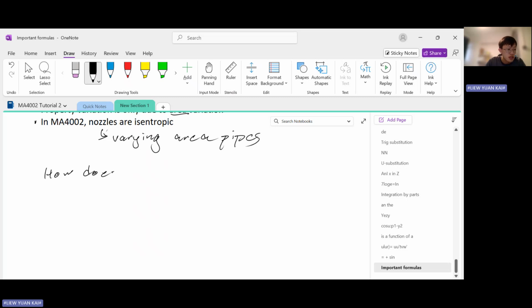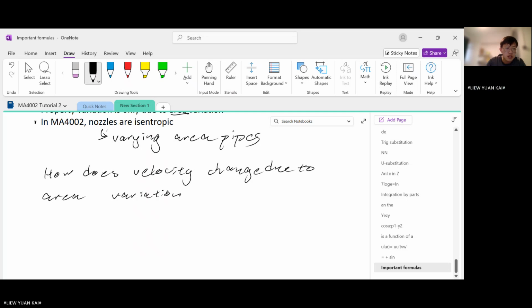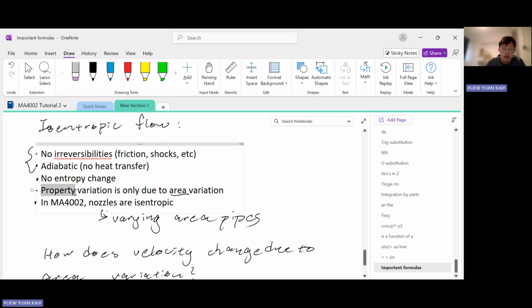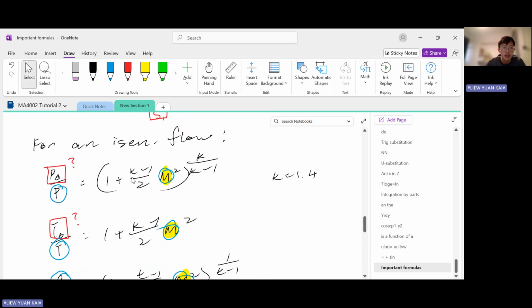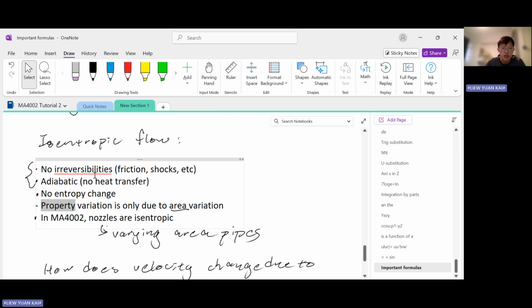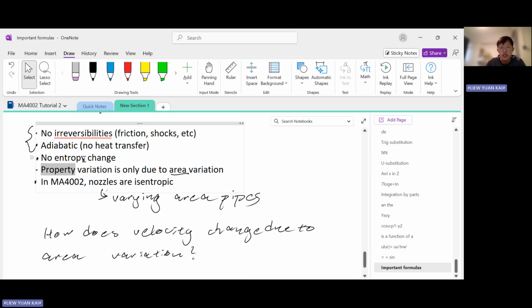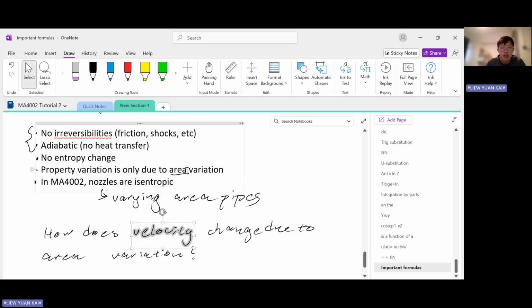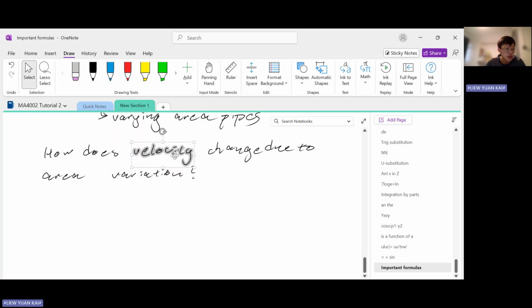So how does velocity change due to area variation? Don't forget, every property is connected to Mach number. This is what we talked about just now, right? Every property is connected to Mach number, and Mach number is controlled by velocity. So the question is, how is velocity influenced by the area of the pipe? That's what we're going to talk about here.